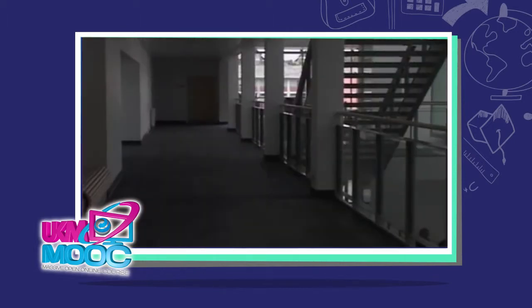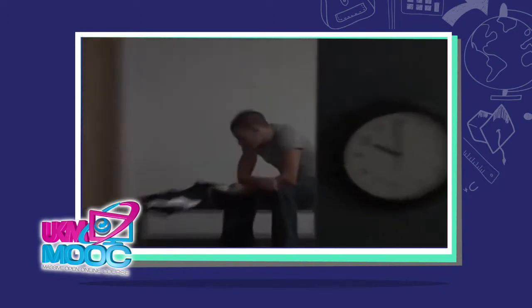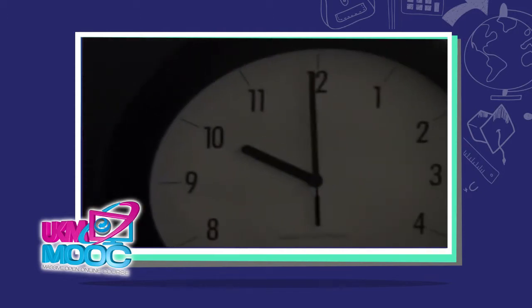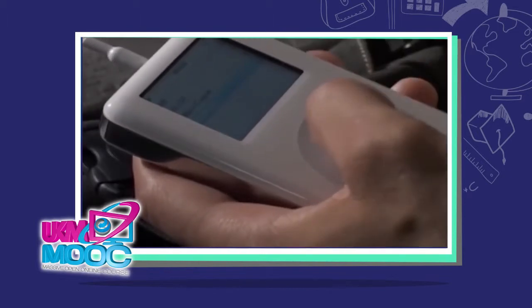Now, where is Robert? Ah, there he is. Robert is also a Homo sapiens, same age, also a student of computer science, and also has the semantics lecture today. However, Robert is a different type of student.